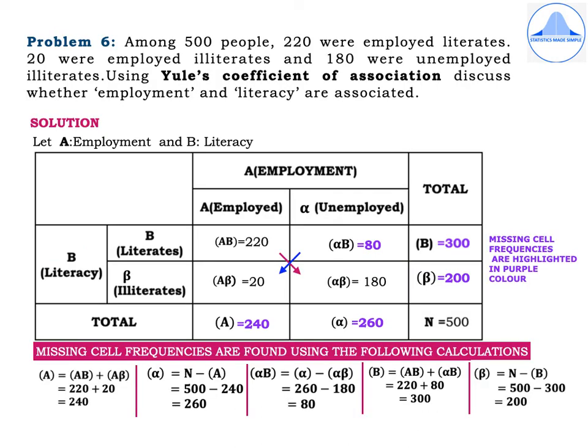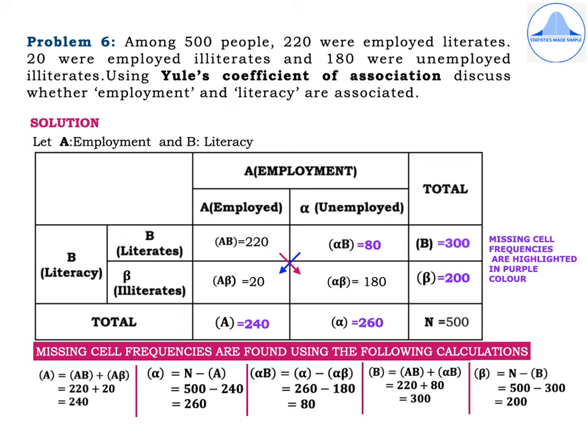Problem 6. Among 500 people, 220 were employed literates, 20 were employed illiterates, and 180 were unemployed illiterates. Using Yule's coefficient of association, discuss whether employment and literacy are associated. And the solution: write the two attributes. Let A denote employment and B denote literacy.